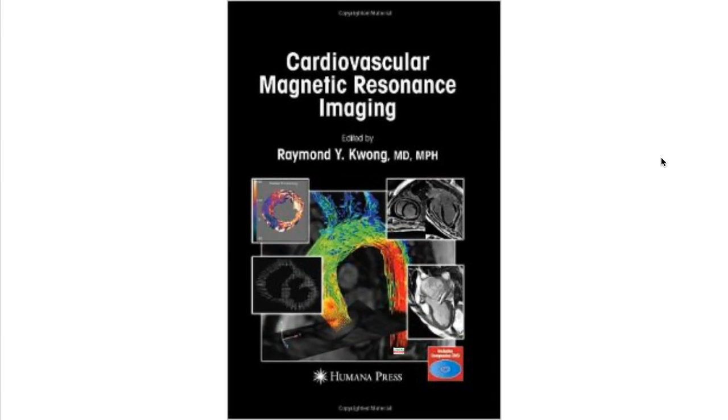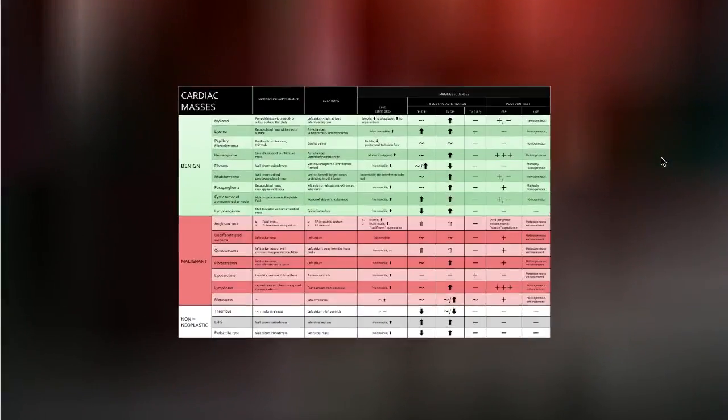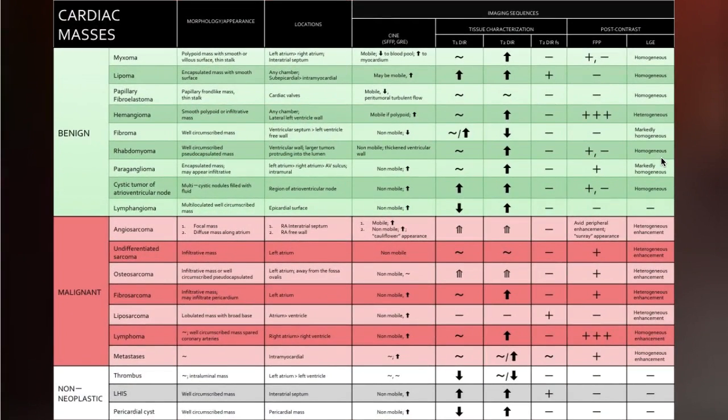So Raymond Kwong, he's our director of cardiac MRI. This is the first edition of his book on cardiac MRI, but for the second edition, Dr. Ayaz Agayev, who's graced his presence here today, has come up with this chart, which I helped him basically just color code, but he put the whole thing together himself. And this will be in the second edition of the book, but if anybody wants a copy, we can send you the PDF of this.